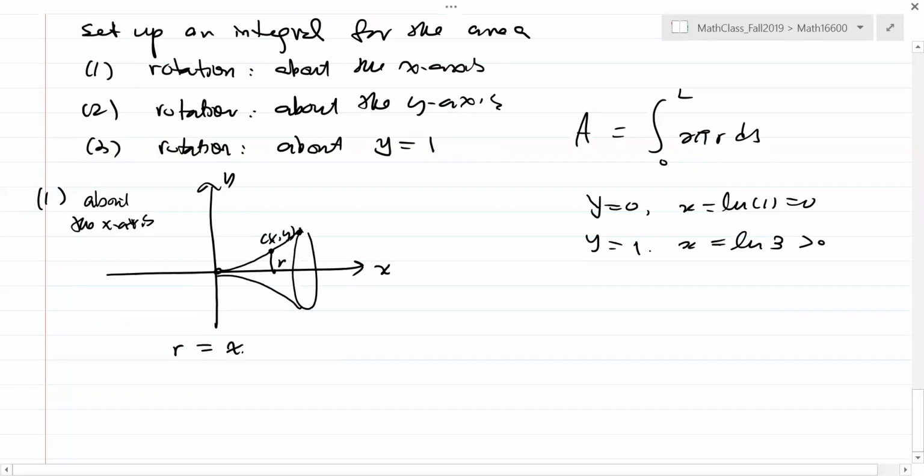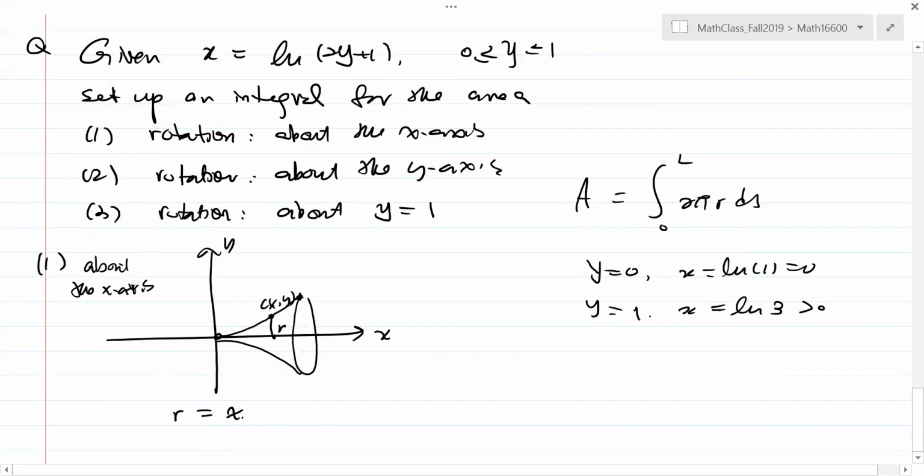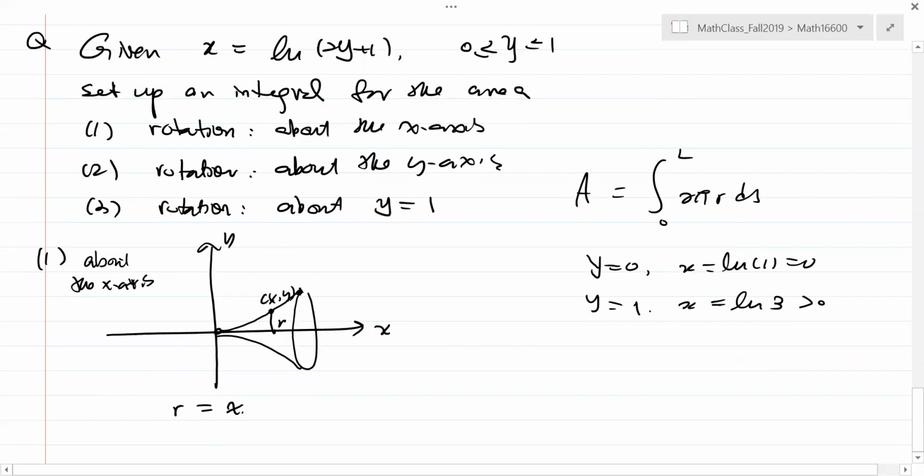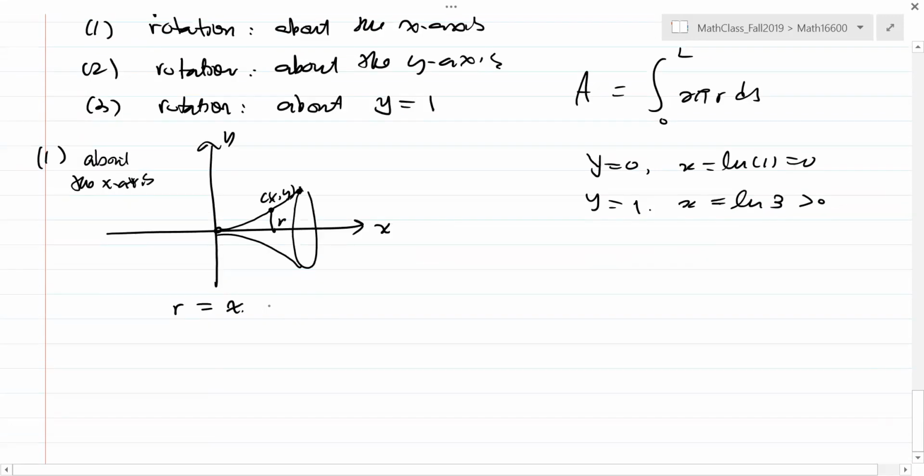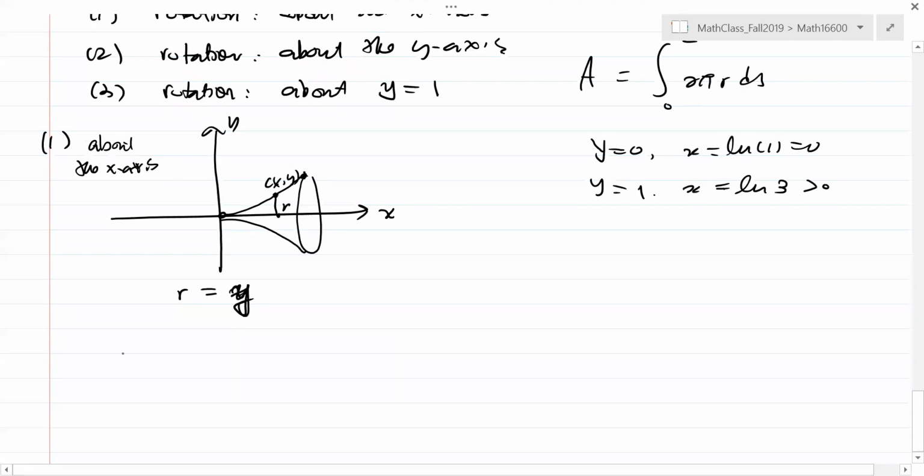You have to decide which variable you're going to use for the integral. You have two options for this particular problem. You can use x, you can use y, it doesn't matter. But I prefer to use the y variable. Why? Because x is given already as a function of y, right? So I use the y variable. Looking at the coordinate, r equals x. So for the integral in the y variable, y is from 0 to 1, right?